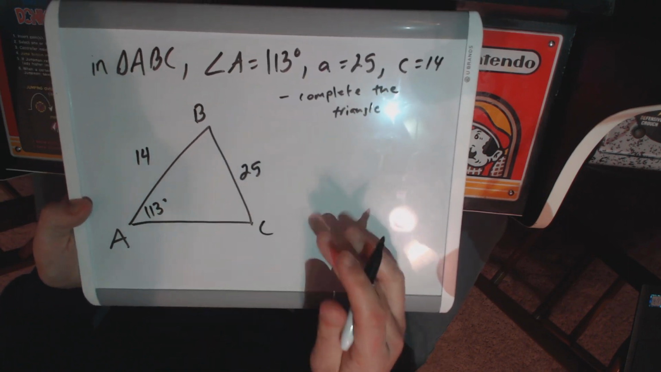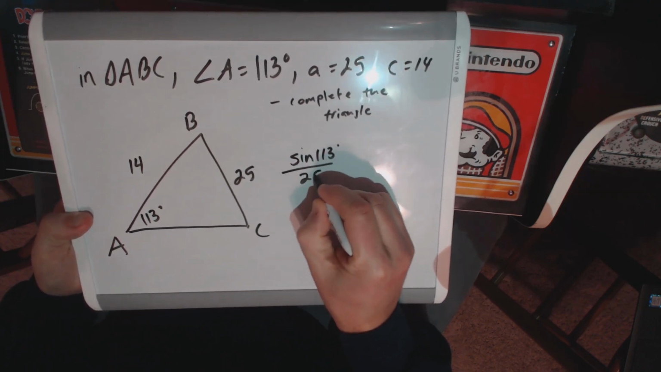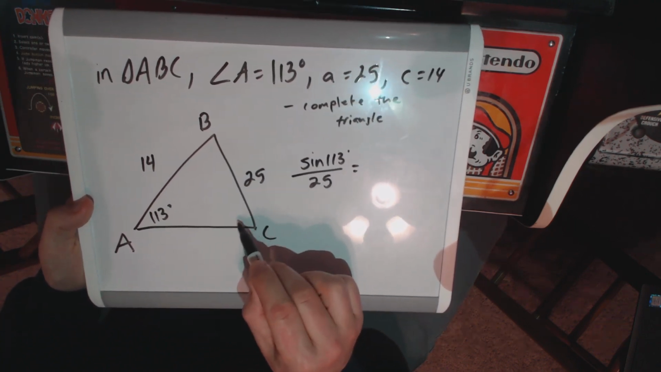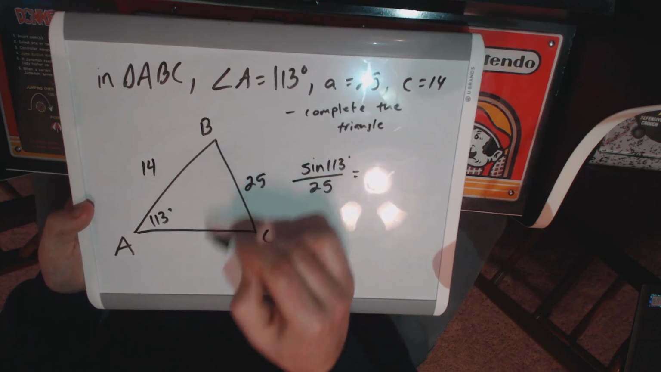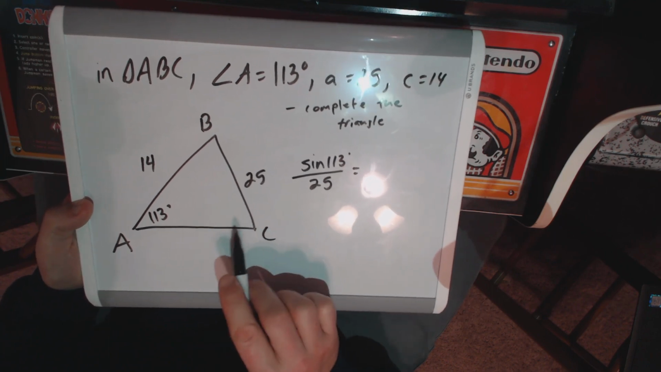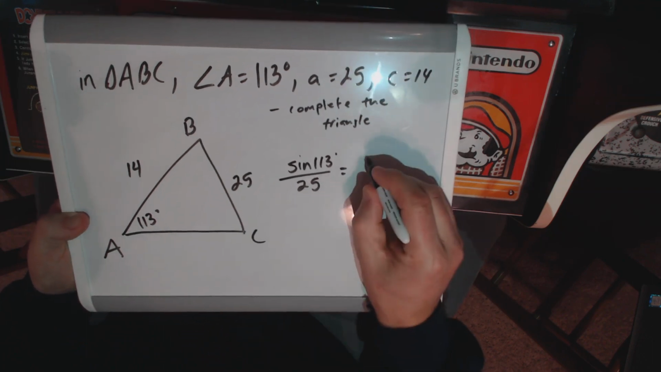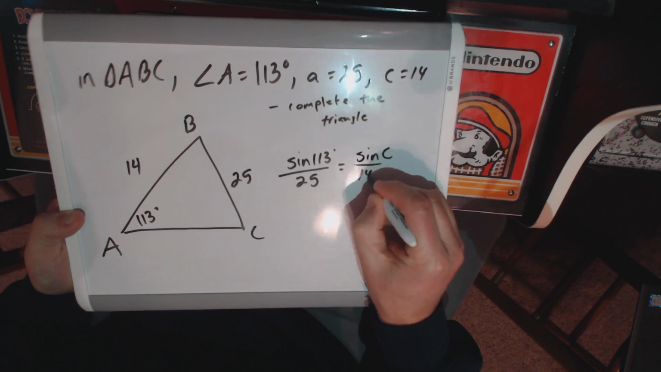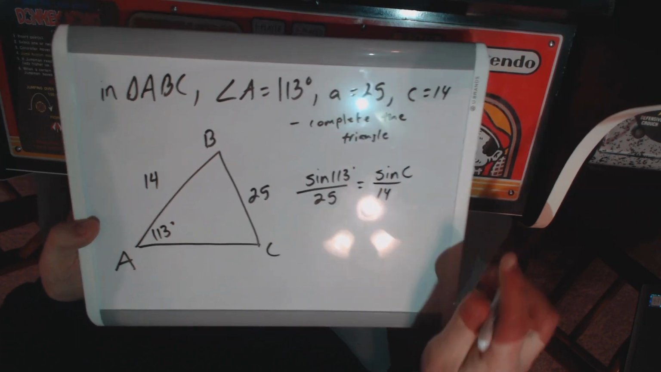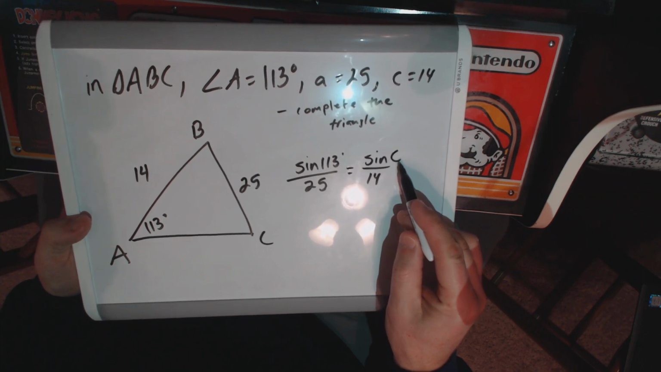So the way I'm going to set this up is, the sine of 113 over 25 equals, well, I have nothing with B, so B is out of the question right now. But I can solve for this angle, and that's the only thing I can solve for right now. So sine of 113 over 25 equals the sine of C over 14. This is different than what you did yesterday, because yesterday you were always solving for a side. Here you're actually solving for an angle.